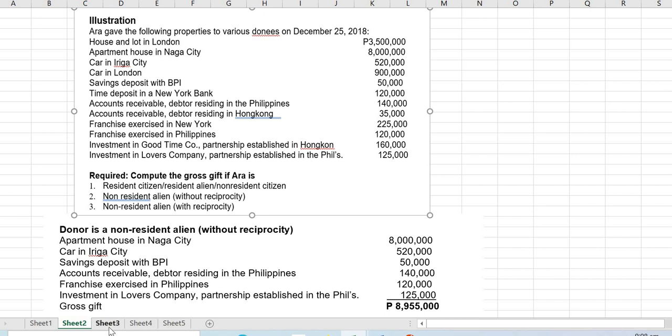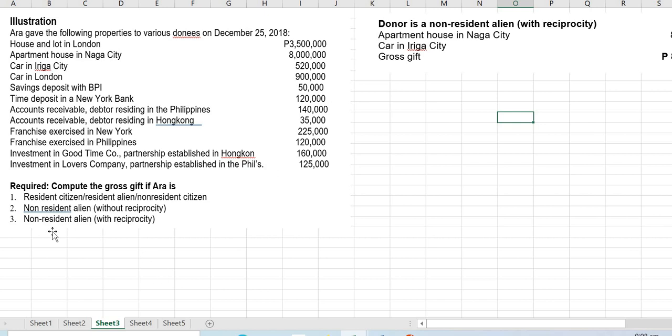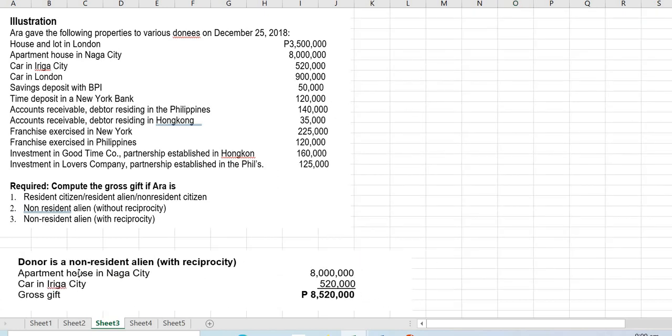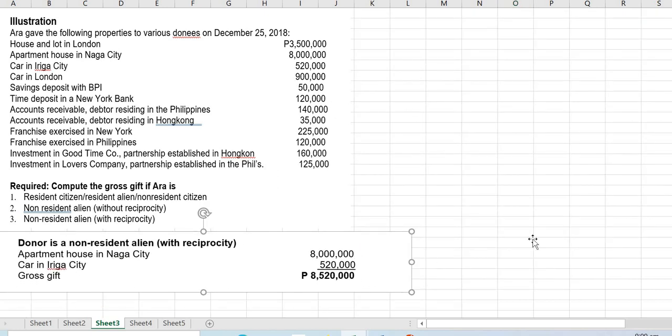Next naman, what if the donor is a non-resident alien and the reciprocity rule applies? So with reciprocity, what will only be considered is the real property or tangible personal property within the situs, which in this case is the apartment in Naga City or the car in Iriga City, no?